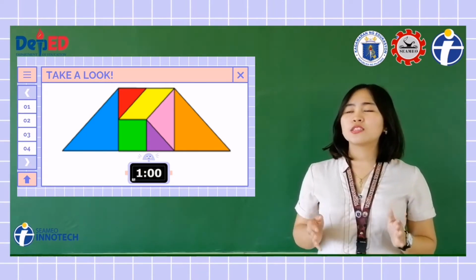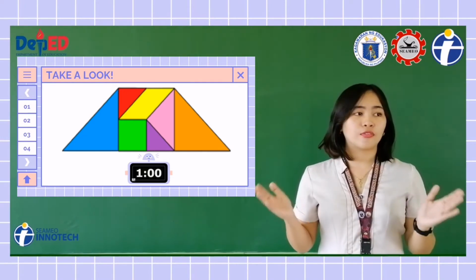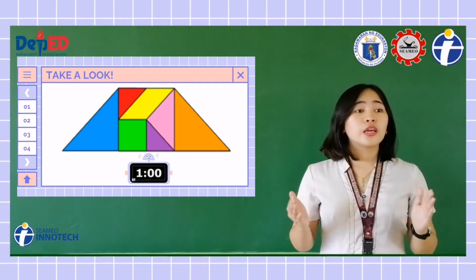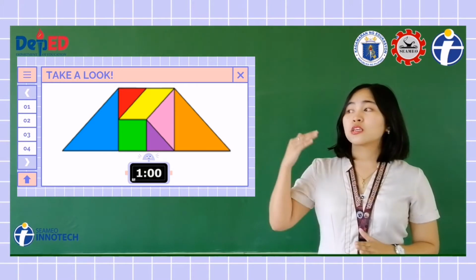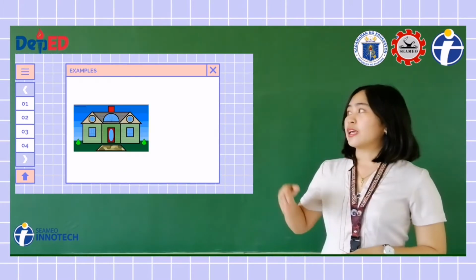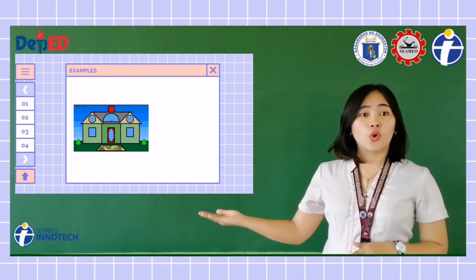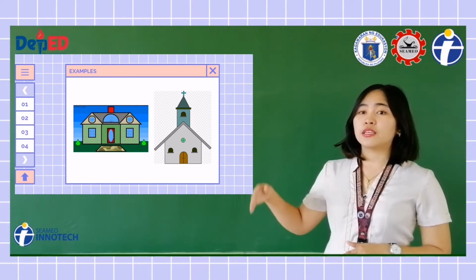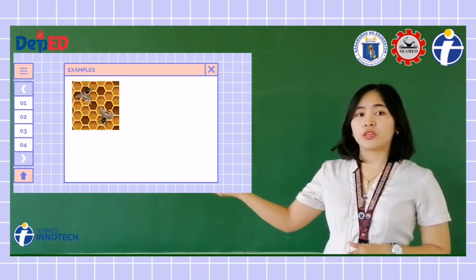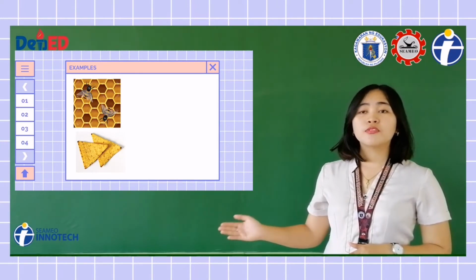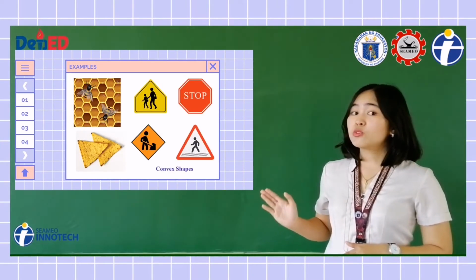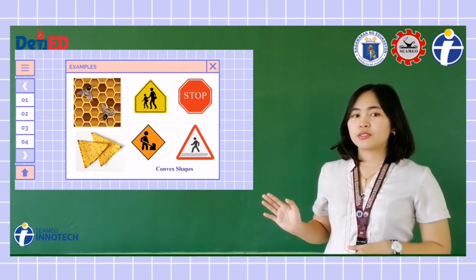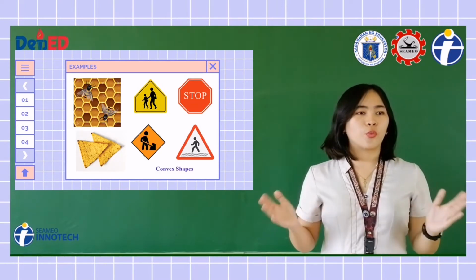Now, as you can see, polygons are present everywhere, even in the four corners of our classroom. Even in real-life situations, polygons are present. Even in our homes, the roof, the door, the window, even in church, we can find polygons. Even in the hexagonal shape of the honeycomb, in chips, and the road signs that we can observe outside this school. So we all know that polygons are everywhere.